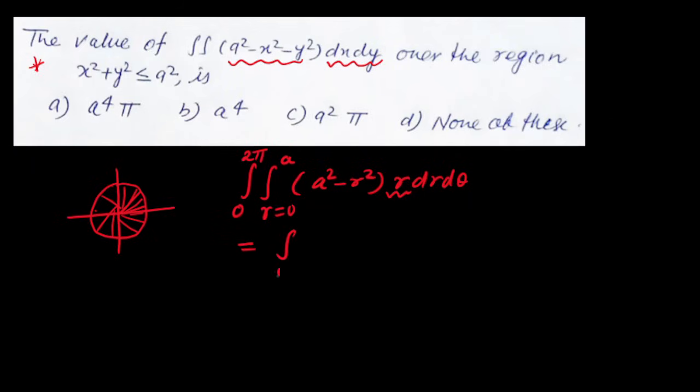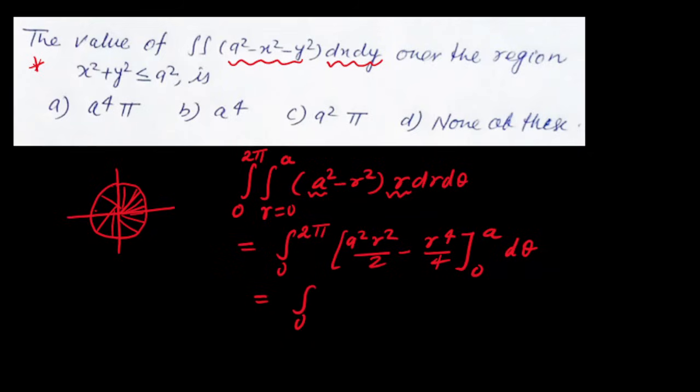If I have to evaluate, I will get the limit of theta, that is 0 to 2 pi, and to integrate with respect to r, we have a square into r. So we will get integration as a square r square by 2 minus r square into r, that is r cube. The integration of r cube will be r to the power 4 by 4, and the limit of r is 0 to a. So we write 0 to a and then d theta. Now if I put a in place of r, a square into a square, a to the power 4 by 2 and a to the power 4 by 4. So I will get a to the power 4 by 4, and if I put 0, both the terms become 0. So I will get d theta.